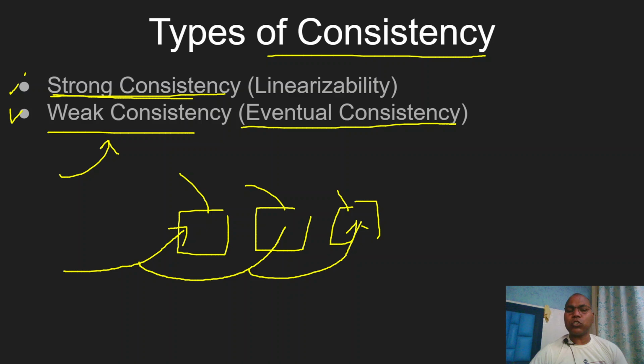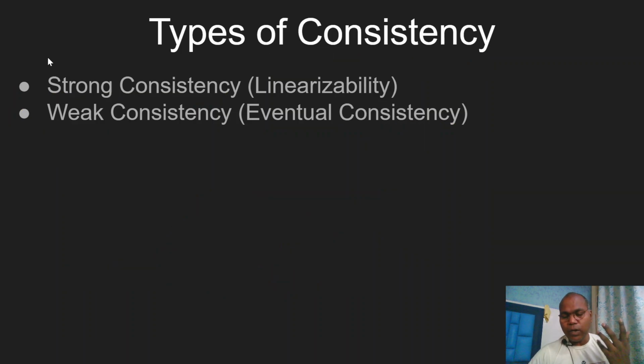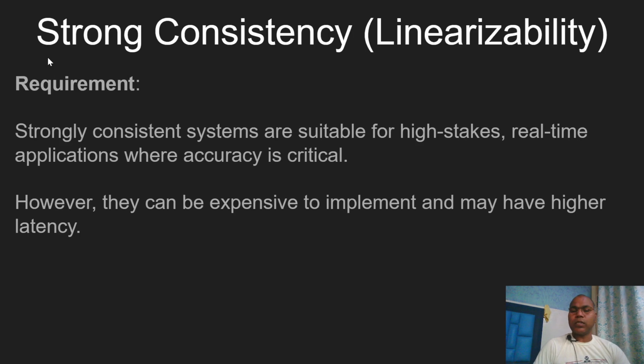And with strong consistency, there is no delay: if everything is updated here, at the same time it is updated on all the nodes, all the places. So overall you can say strong consistency, or maybe a compromise, a weaker level of consistency. We can discuss these as well. There are lots of kinds of consistency. I'm not going to discuss them, but at least you have to be aware of these two, strong and weak consistency. So let's see strong consistency, also known as linearizability.